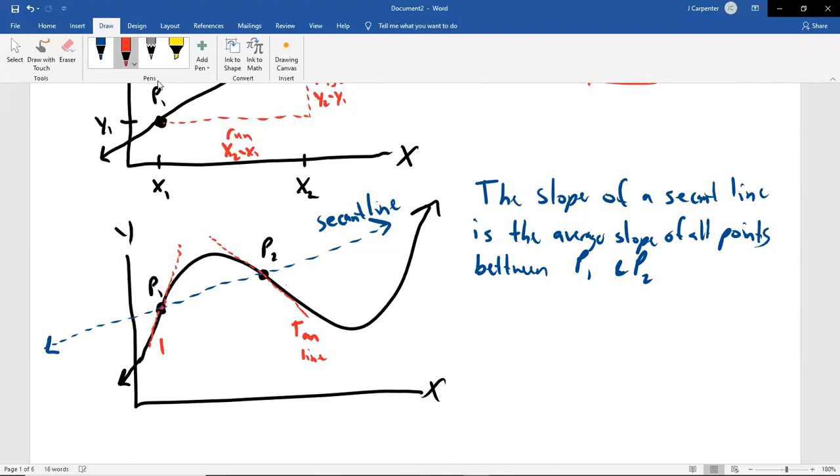This would be a tangent line at P1. And you can see those lines have a drastically different slope. P1 has a positive slope, P2 has a negative slope. That's the biggest difference between them.